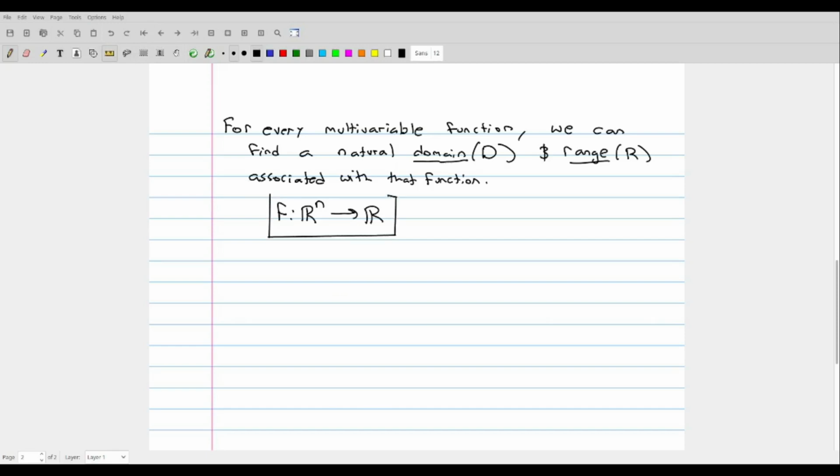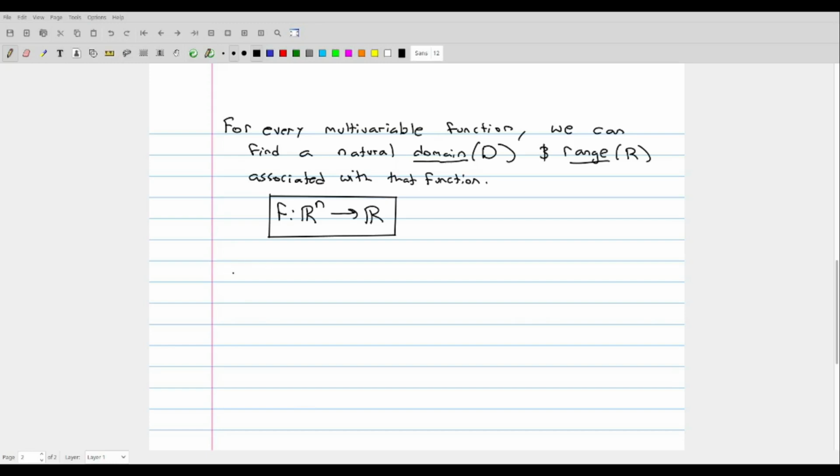Typically, for many of the examples we're going to look at, n is going to be either 2 or 3. So a 2-variable function or a 3-variable function. These concepts can be extended to any number of variables for a function, but many of the nice examples that we can visualize and see are for 2-variable functions and 3-variable functions.